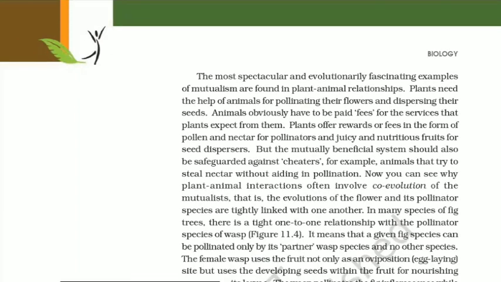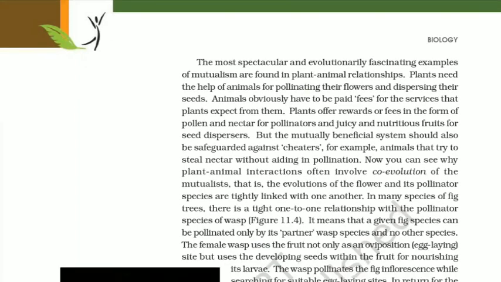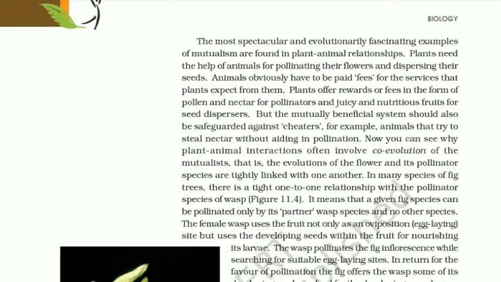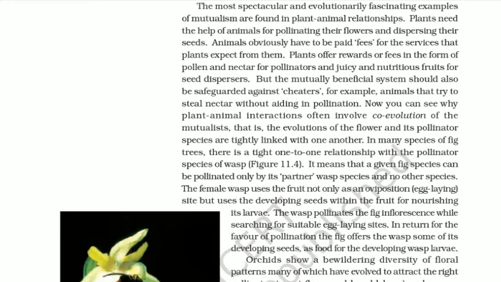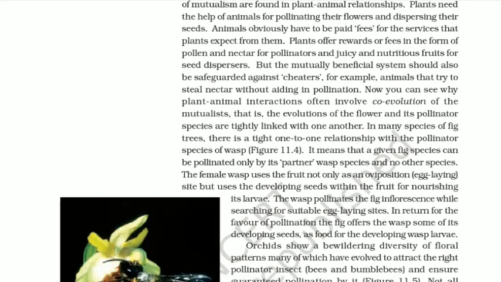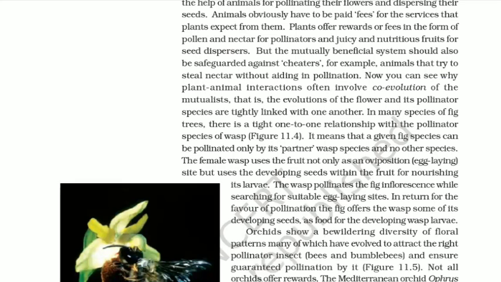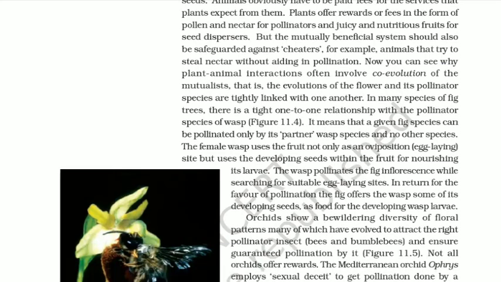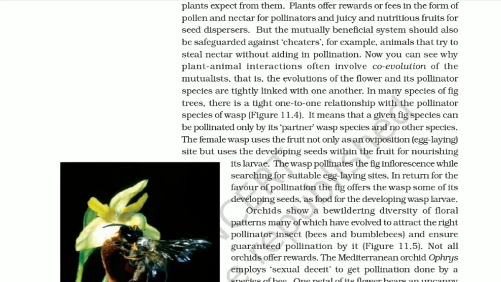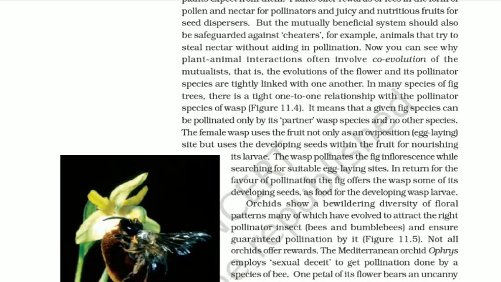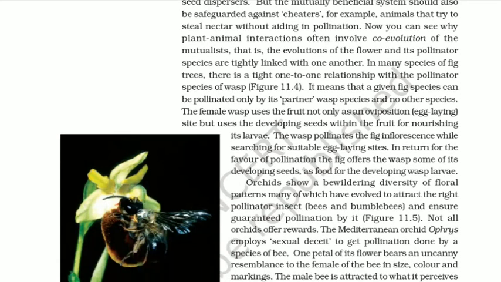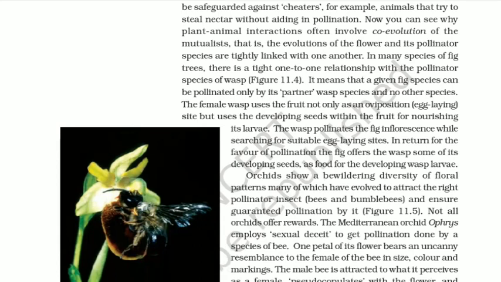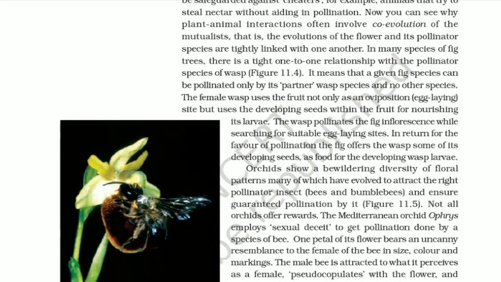The most spectacular and evolutionarily fascinating examples of mutualism are found in plant-animal relationships. Plants need the help of animals for pollinating their flowers and dispersing their seeds. Animals obviously have to be paid fees for the services that the plants expect from them. Plants offer rewards or fees in the form of pollen and nectar for pollinators and juicy and nutritious fruits for the seed dispersers. But the mutually beneficial system should also be safeguarded against cheaters, for example, animals that try to steal nectar without aiding in pollination.